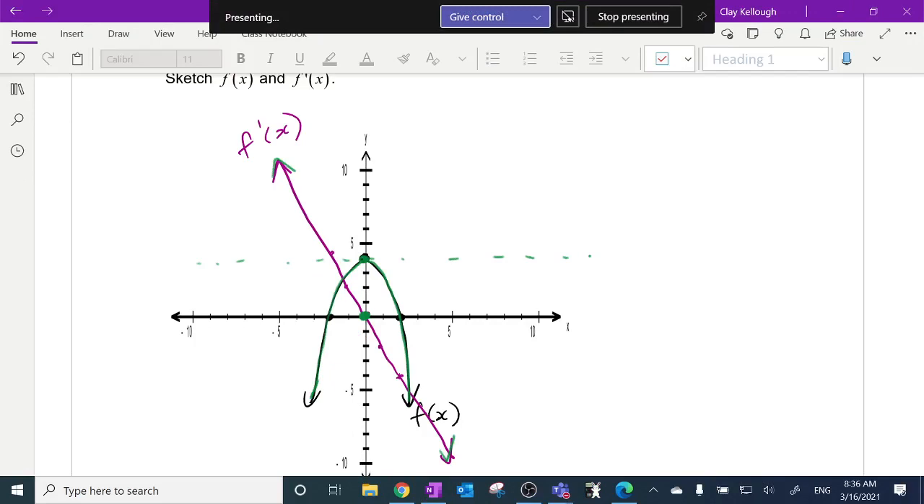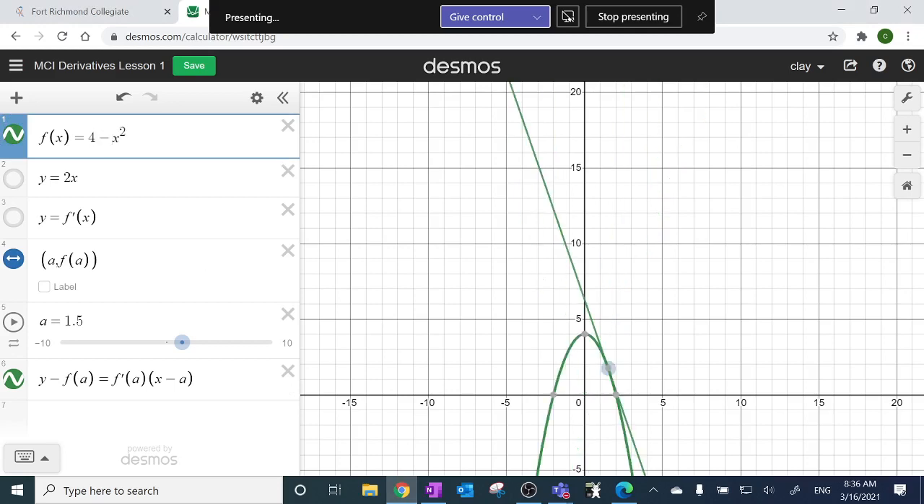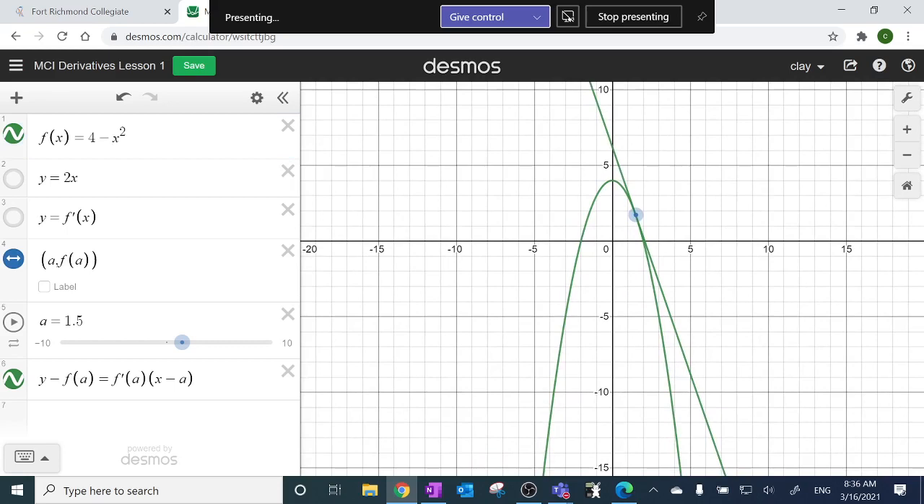All right, let's just take a look at that on Desmos and see if that's what it looks like. I'm just going to change around what I've got here. I'm just going to make that a 4 minus. There we go. And then we'll just move a around to what I actually needed to do. So there's the graph that we just did, right? And here's the changing slope as we go around. Notice it's always linear. Very cool.